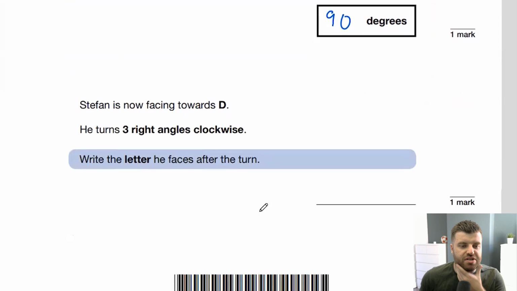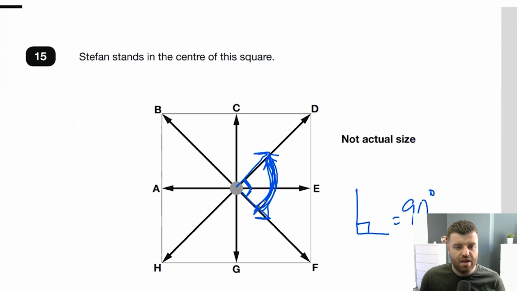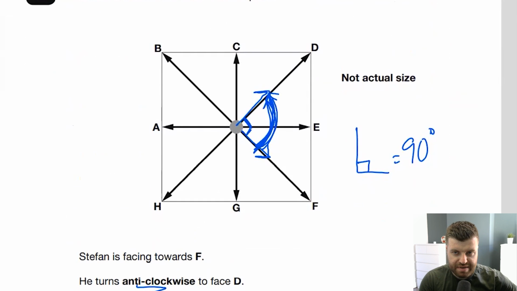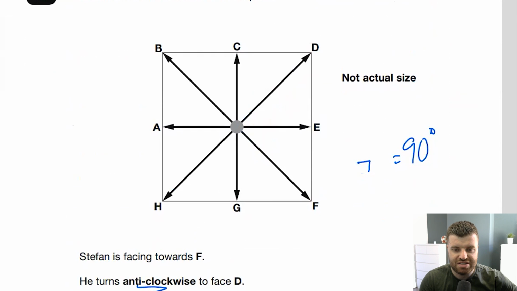The next part of the question, Stefan is now facing D. We know that. He turns 3 right angles clockwise. What letter is he looking at now? Okay, so he's at D. Let me just get rid of my writing here. That's not getting rid of anything, that's a highlighter. So he's facing D now. So let's draw that way.